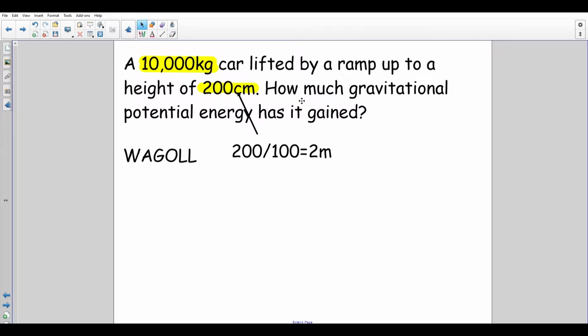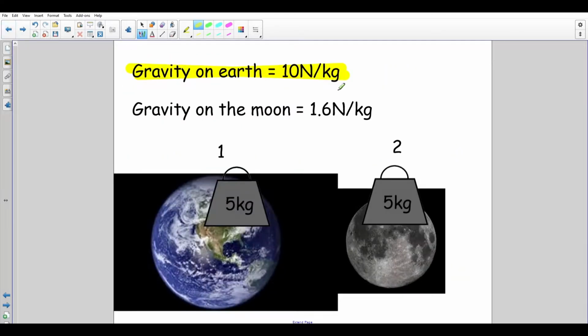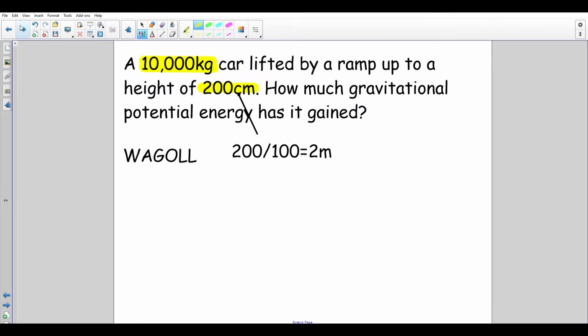Not 200 meters. Now, what it doesn't say on the question, but you do know, is that gravity is 10. We said before, gravity on Earth is 10, and this car is on Earth. We assume it's on Earth unless we're told otherwise. And it asks us how much gravitational potential energy has it gained. So that's what it's wanting to know.